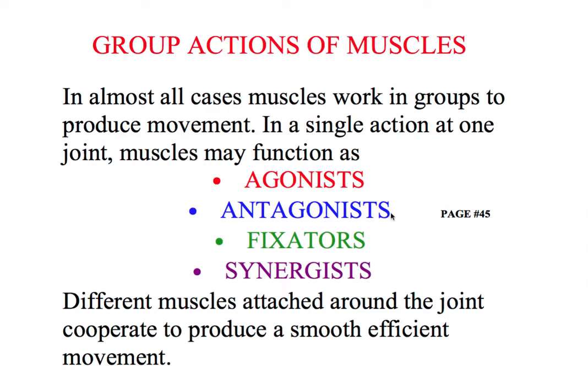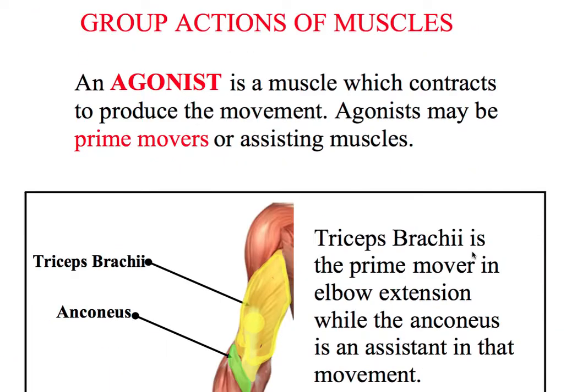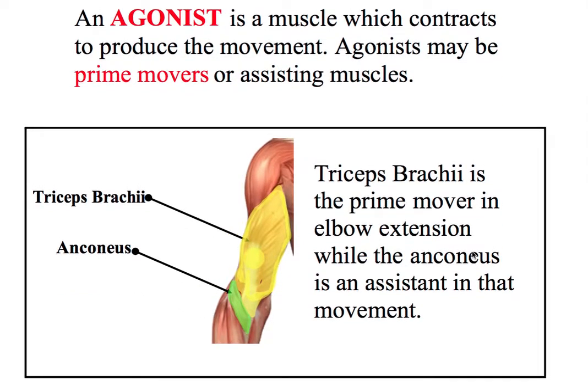So we'll take a closer look at each of those four actions and give you an example of how they occur. The first action we're going to look at is called the agonist, and this is a muscle which contracts to produce the movement. Agonists may be referred to as prime movers or assisting muscles. An agonist is simply defined as a muscle that contracts to help produce the wanted movement.